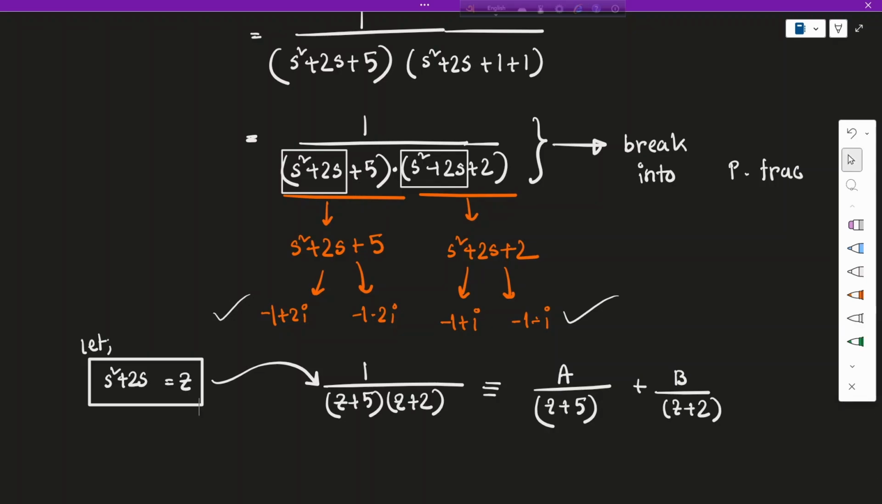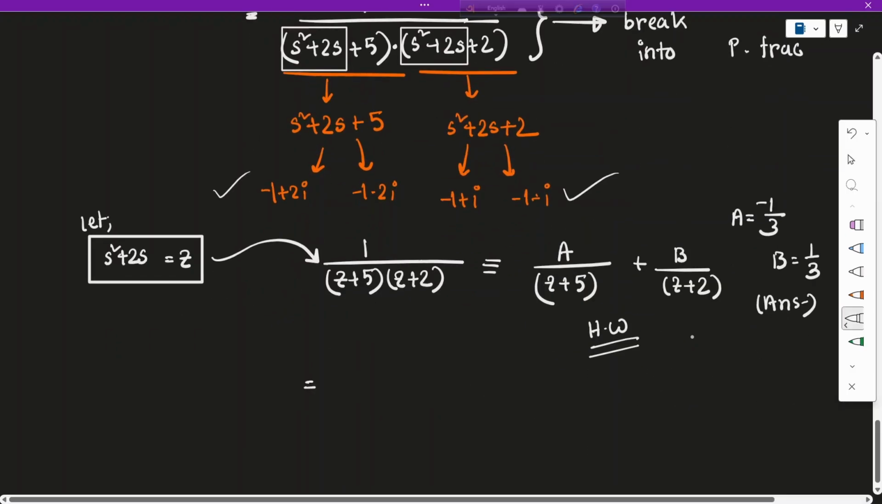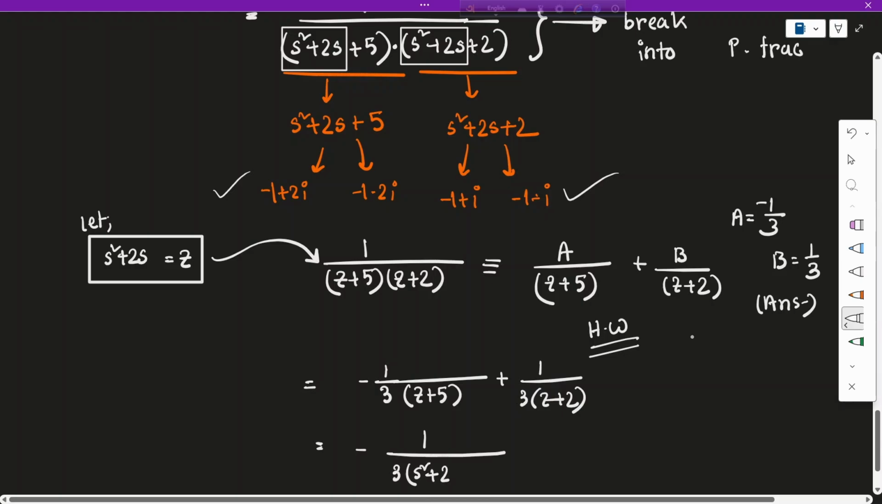I won't be doing the maths. I hope that you will be able to find it. The answers I will write. So these are the answers, and this math is going to be your homework. What do the answers tell us? The answers tell us that this is going to be negative 1 by 3 times 1 over z plus 5, plus 1 by 3 times 1 over z plus 2. Now if we substitute the actual value of z, we get negative 1/3 over s squared plus twice s plus 5, plus 1/3 over s squared plus twice s plus 2.